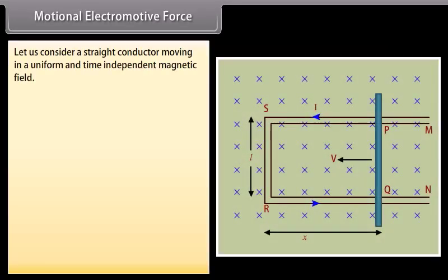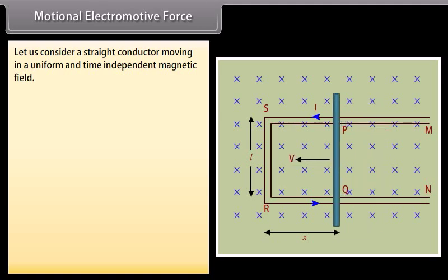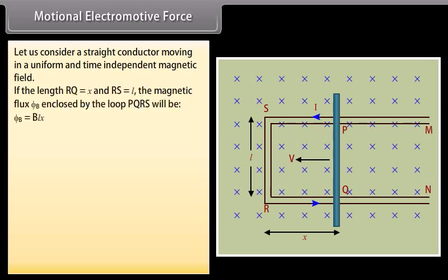Motional electromotive force. Let us consider a straight conductor moving in a uniform and time-independent magnetic field. Let a rectangular conductor PQRS in which the conductor PQ is free to move. The rod PQ is moved with a constant velocity v. It is placed in a uniform magnetic field B which is perpendicular to the plane of this system. If the length RQ is x and RS is L, the magnetic flux phi B enclosed by the loop PQRS is equal to BLx, but x is changing with time.